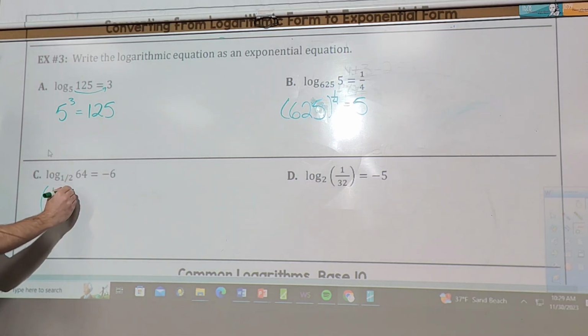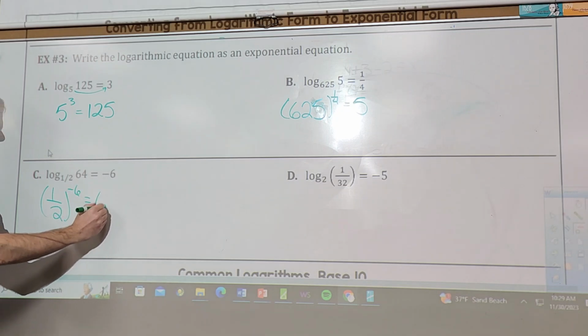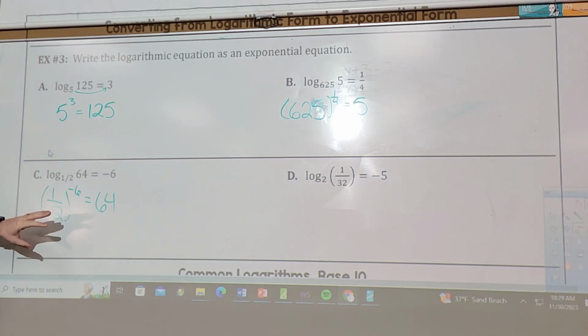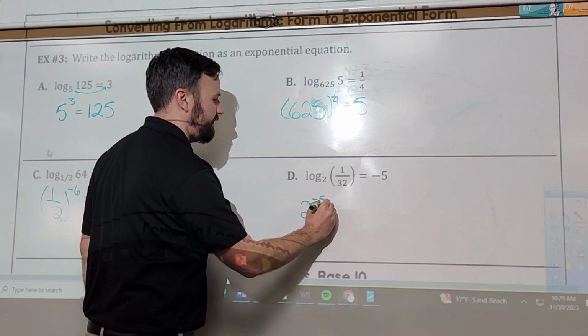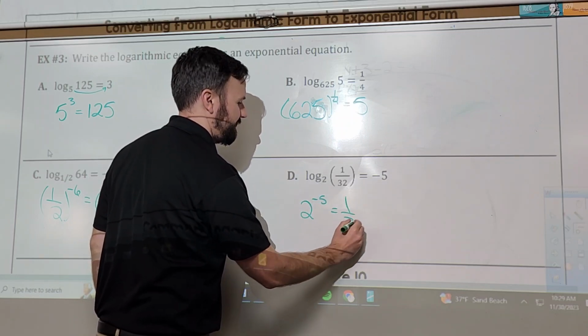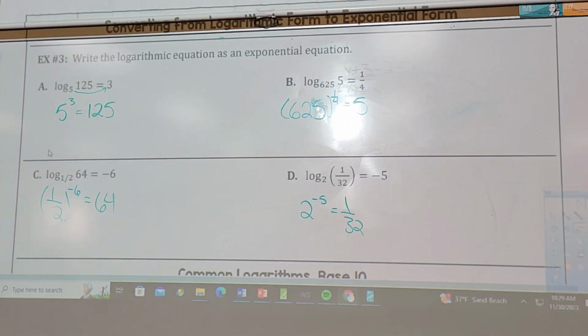1/2 to the -6 is what? 64. Does that make sense? Because the negative power is going to flip it, and 2 to the 6th is 64. Let's do one more. 2 to the -5th equals, all right. See? We're going to be dealing with logs the rest of this unit.